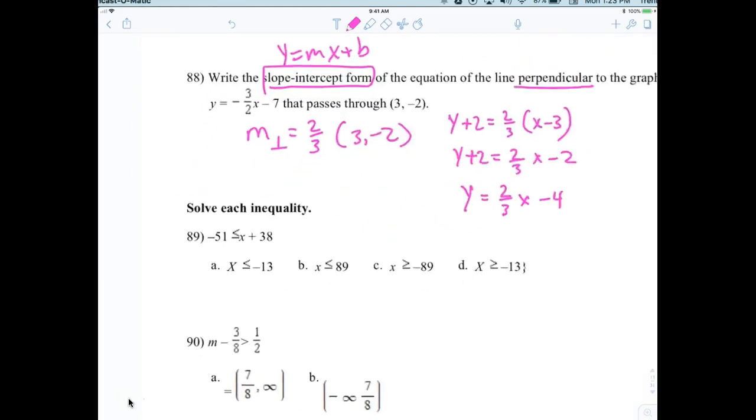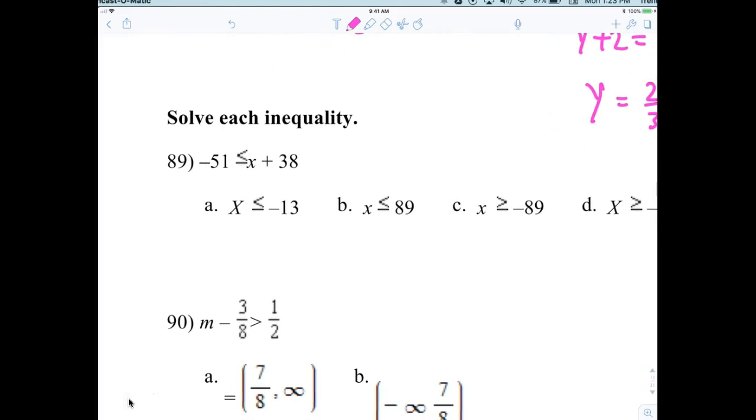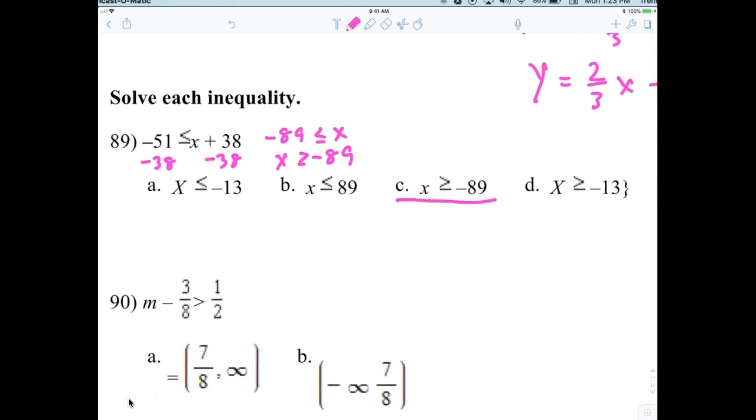All right, so now let's take a look at 89. We're into the new chapter. So we subtract 38 from both sides. So I have negative 89 is less than or equal to x, or x is greater than or equal to negative 89. Question. The only thing you have to remember about your inequalities is when you multiply or divide by a negative, you switch the sign. So make yourself a note of that.